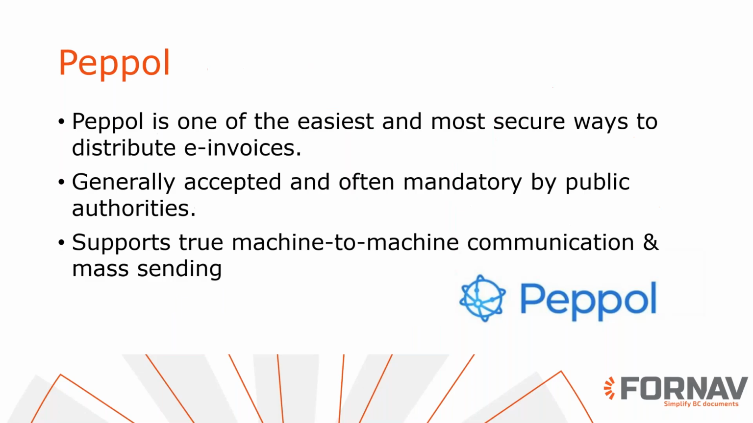One of the easiest and most secure ways to exchange e-invoices in compliance with all legal requirements is the fully automated transmission via the PEPAL network. PEPAL is the leading network that fully supports true machine-to-machine communication, and it is highly efficient for sending large volumes of documents across borders. It is widely accepted and often mandatory by public authorities. A great thing about PEPAL is that you can use it out of the box and you don't need any mapping because it has a very clear standardized structure.